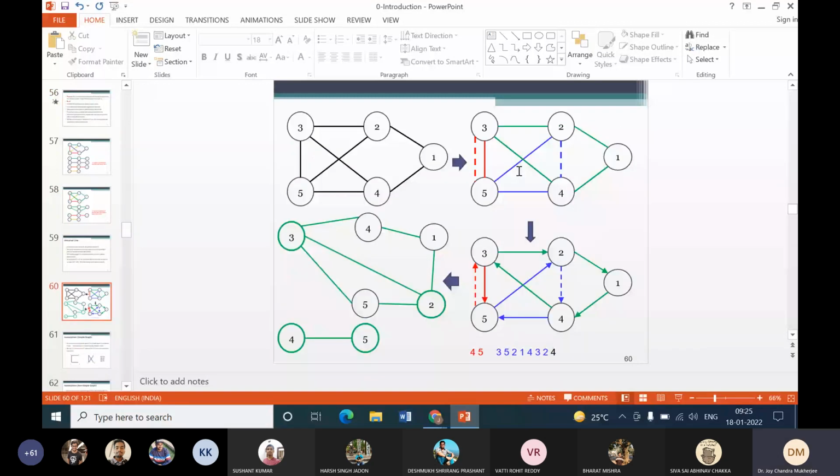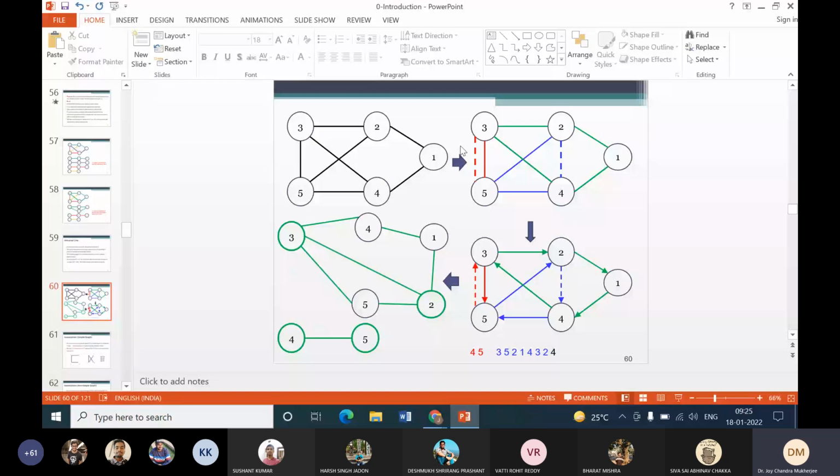Basically what we do, we pair up any 2 odd vertices. So यहाँ पे मैंने क्या किया, 3, 5 को मैंने एक pseudo edge से connect कर दिया and 2, 4 को एक pseudo edge से मैंने connect कर दिया. Why do I do this? It will create an even graph. Now every vertex has even degree. 3 has degree 4, 5 has degree 4, 2 has degree 4, 4 has also degree 4.